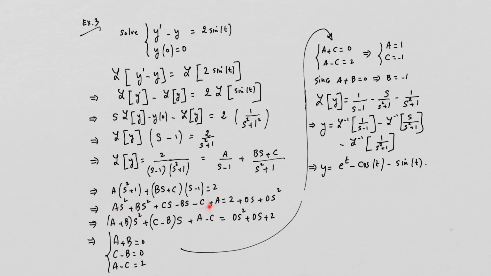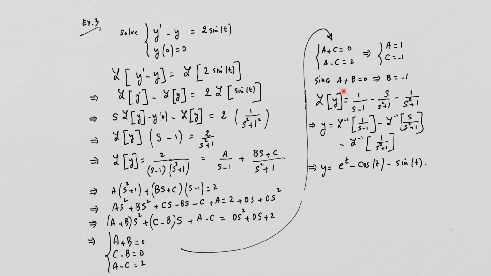I collected my like terms. Here you go. I called it 2s squared plus s plus 2, and then I lined up my numbers. A plus b must be 0, c minus b has to be 0, and a minus c has to be 2. I quickly noticed that I can add these two and say a plus c is 0, and then I copy the bottom one, and then I add them up again. I got 2a equals 2, which means a equals 1.